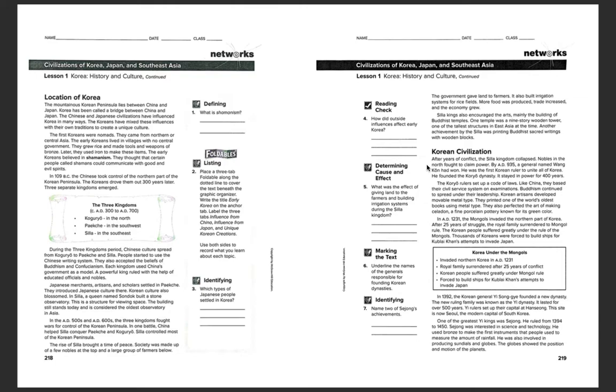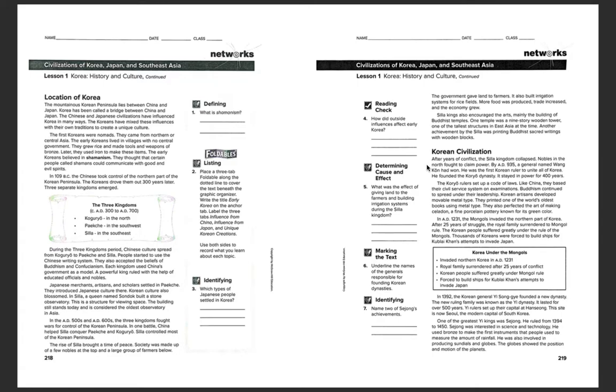The Koryo rulers set up a code of law. Like China, they based their civil service system on examinations. Buddhism continued to spread under their leadership. Korean artisans developed movable metal type. They printed one of the world's oldest books using metal type. They also perfected the art of making celadon, a fine porcelain pottery known for its green color.